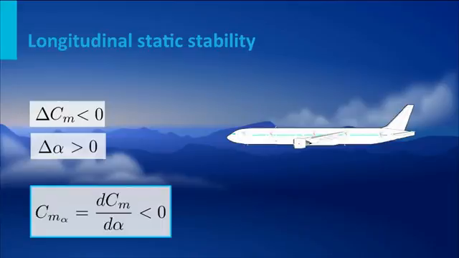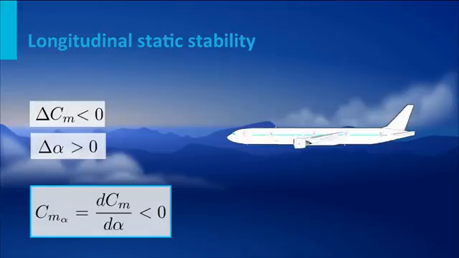And this we can also write in this way. Let's say that delta Cm divided by delta alpha should be smaller than 0. And if we look at this for very small deviations, we write this with a normal d instead of the delta. So the small changes in pitching moment divided by the small changes in angle of attack should be less than 0. And this dCm/d alpha is sometimes for shorthand also written as Cm alpha. So it's the derivative of the pitching moment due to the angle of attack, and this is nothing else than dividing the change in pitching moment by the change in angle of attack.